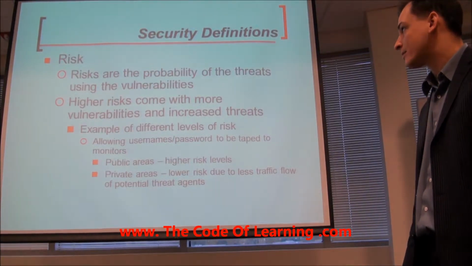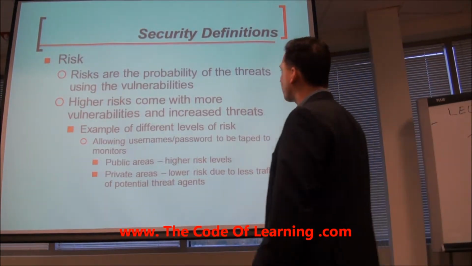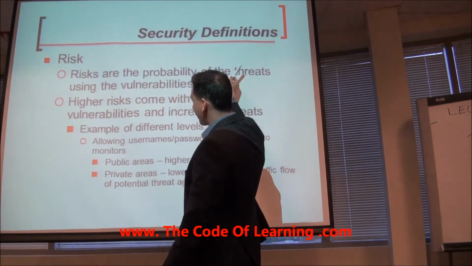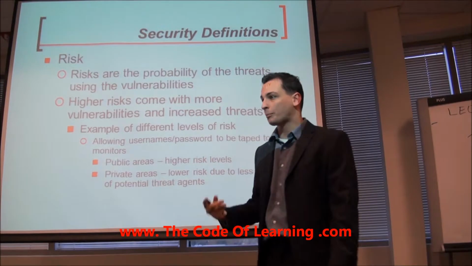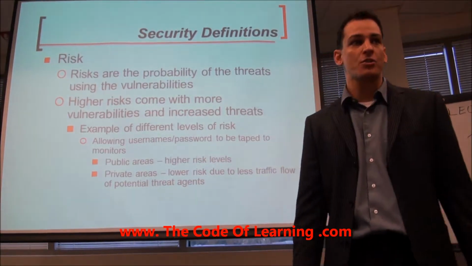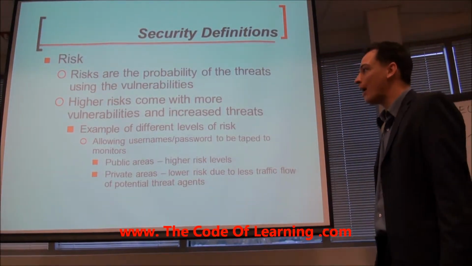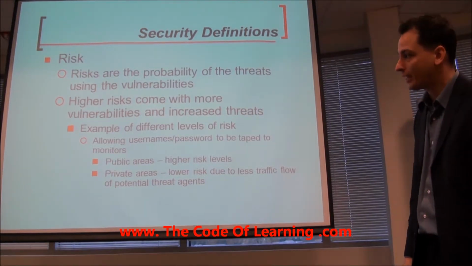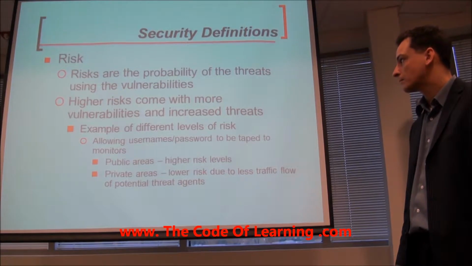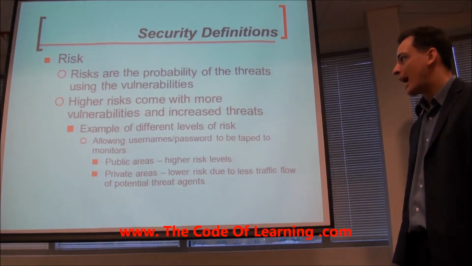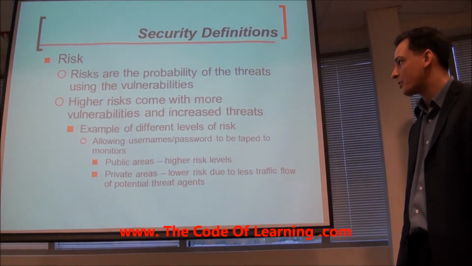Next, you got risk. Circle the keyword: probability of the threat taking advantage of the vulnerability. So it's a probability. And we can measure that quantitatively and qualitatively. We'll get to that a little bit later. Higher risk comes with more vulnerabilities and increased threats.